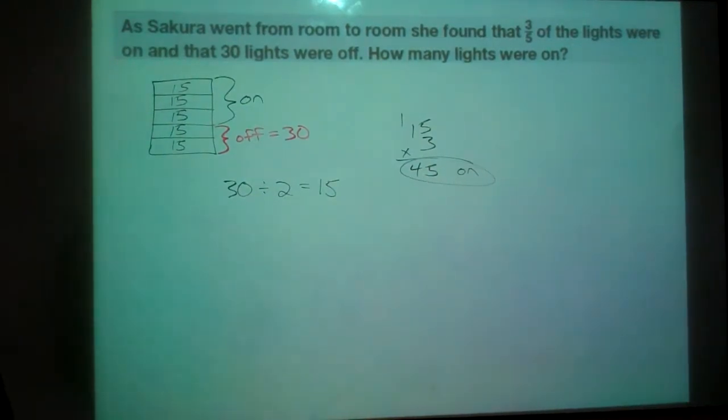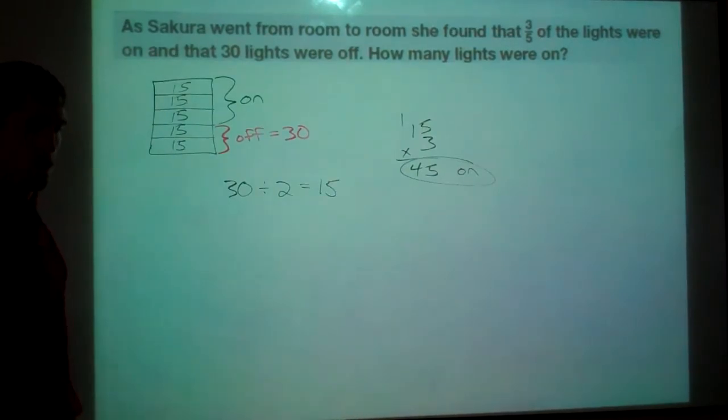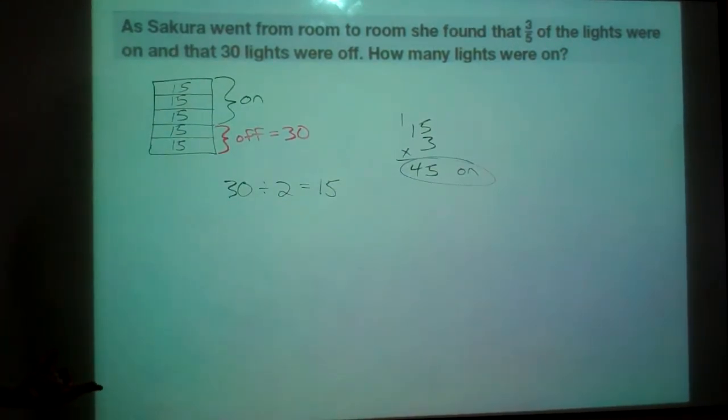So that's the diagram way. You could have done it the other way too if you wanted. It's up to you how you want to do them, but just know that either way will work. And like I said, do it whatever way is most comfortable for you. Alright, that's it for today.